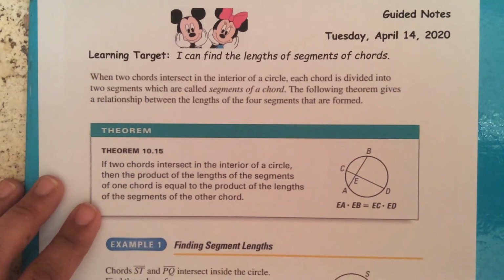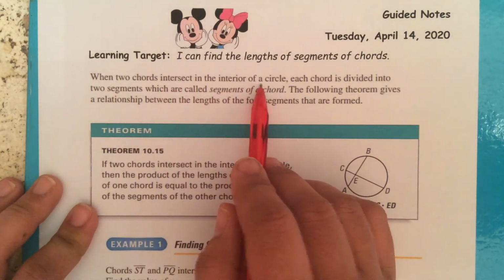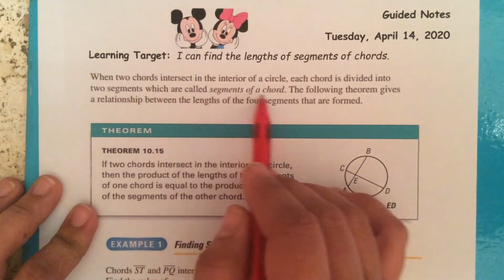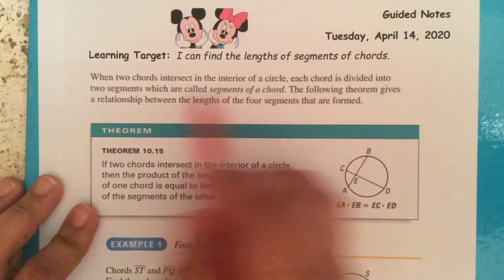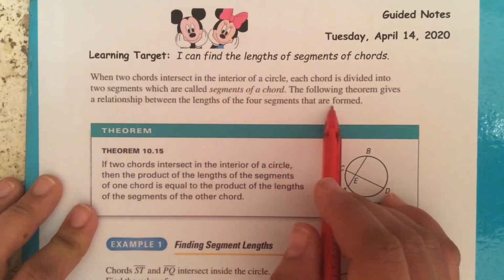Today we're going to talk about finding the lengths of segments of chords. When two chords intersect in the interior of a circle, each chord is divided into two segments, which are called segments of chords. The following theorem gives a relationship between the lengths of the four segments that are formed.